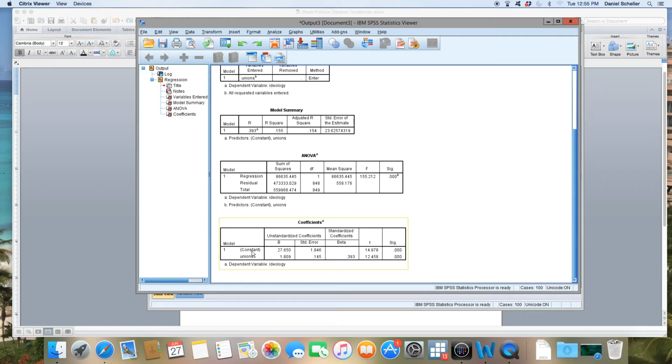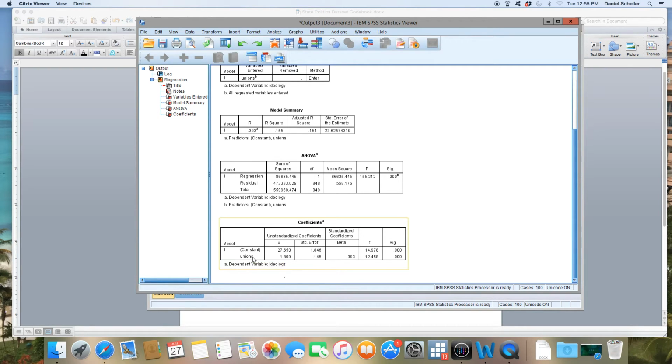The constant is the alpha or the A value or the y-intercept, as we discussed in class. The computer program puts the best fitting line through the data, and that's where the line hits the y-axis, at 27.650. So if we wanted to interpret the constant, or A, or alpha, however you want to phrase it, we would set all of our x's to 0. In this case, the only x, or independent variable, is unions. So we're going to set unions to 0.